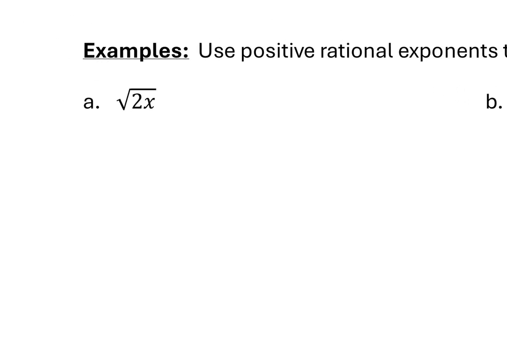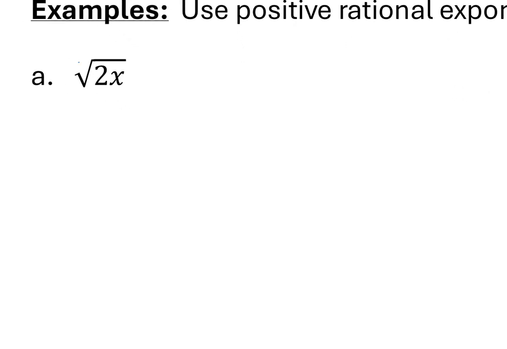Remember that because it is a square root, my index is a 2. And so what we're going to do is take our 2x, the thing inside the radical. My outside exponent is now going to have a denominator of 2. And because there was no other exponents running around, it's going to be a 1/2. And this is all that we have to do. All right, our next example.